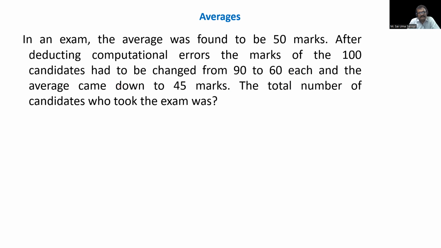Next, in an exam, the average was found to be 50 marks. After detecting computational errors, the marks of the 100 candidates had to be changed from 90 to 60 each, and the average came down to 45 marks. Find the total number of candidates who took the examination. Suppose the total number of candidates is equal to X. Average is equal to 50. What is the total? That is equal to 50X or not?